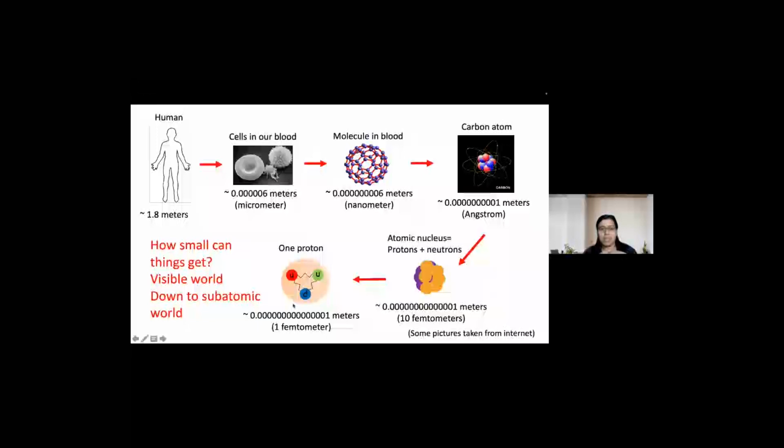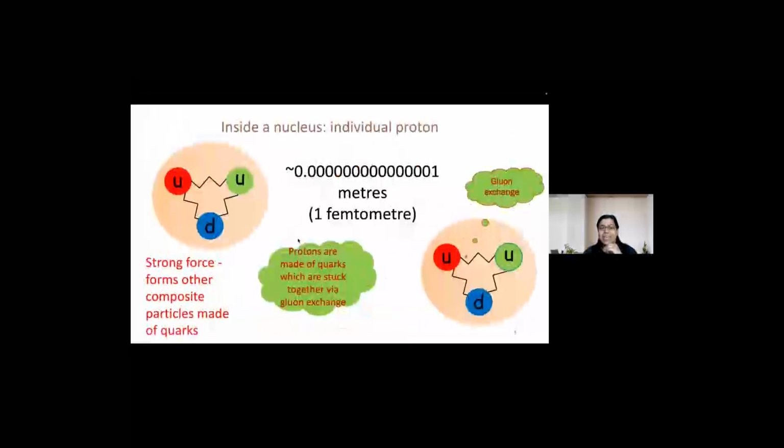However, how are the quarks there? Why are they not flying away? They are connected by these string-like things which are called gluons. And the force that is responsible for this is the strong interaction. And that's where my research comes into play.